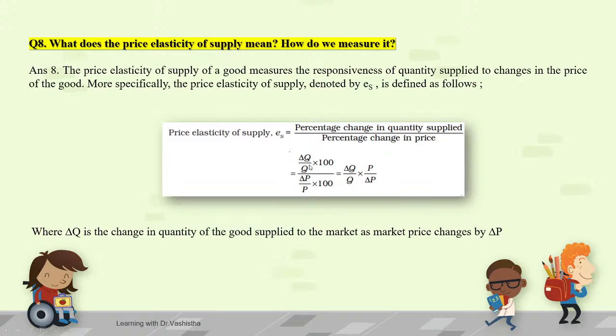So here you can see delta Q upon Q multiplied by 100 upon delta P upon P multiplied by 100, meaning this shows the percentage change in quantity supplied. Delta Q shows the change in the quantity of goods supplied. Delta P shows the change in price. So this is the percentage change in quantity upon the percentage change in price. With a little adjustment, that gives the final formula of delta Q upon Q multiplied by P upon delta P. So this is the final formula, or the mathematical representation, of how we can calculate the price elasticity of supply.